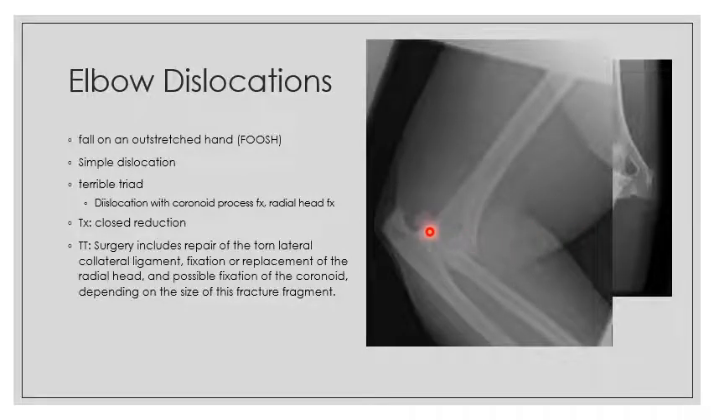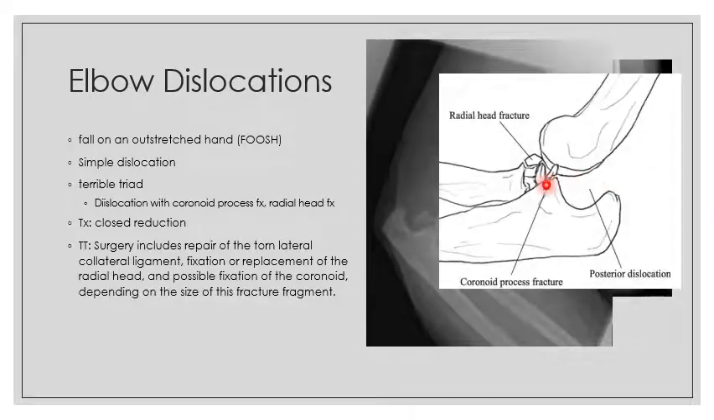If you see this, there's some sort of fragment, and you can check. It could be coming from the radial head or from the coronoid process. You have to understand that these also help in the stability of your elbow. So fractures in these areas would mean an unstable elbow dislocation.